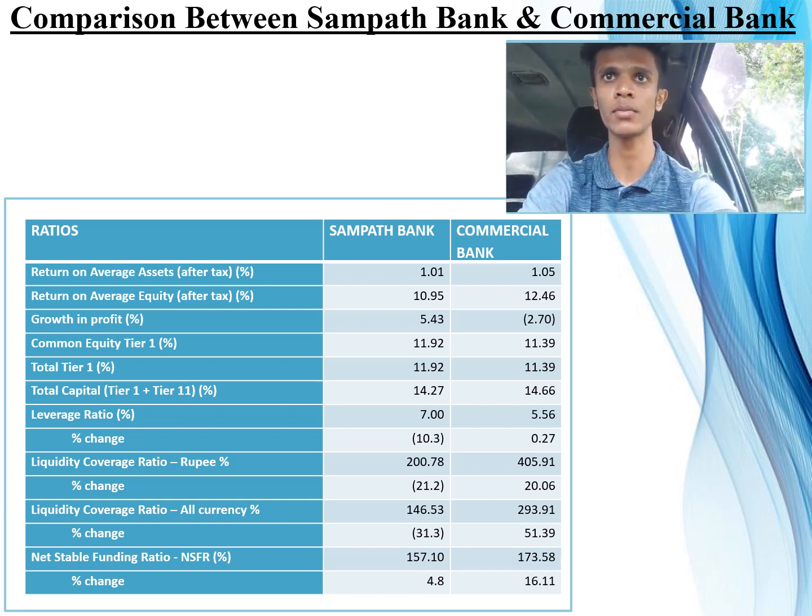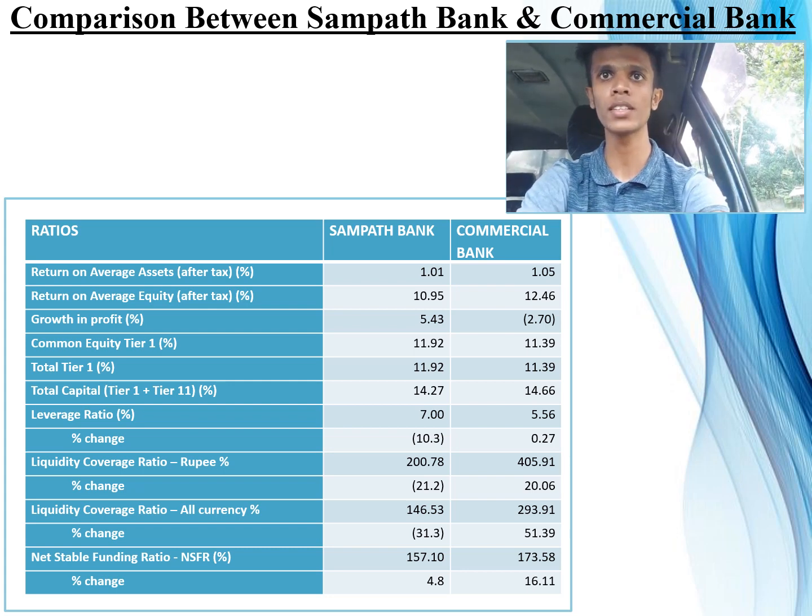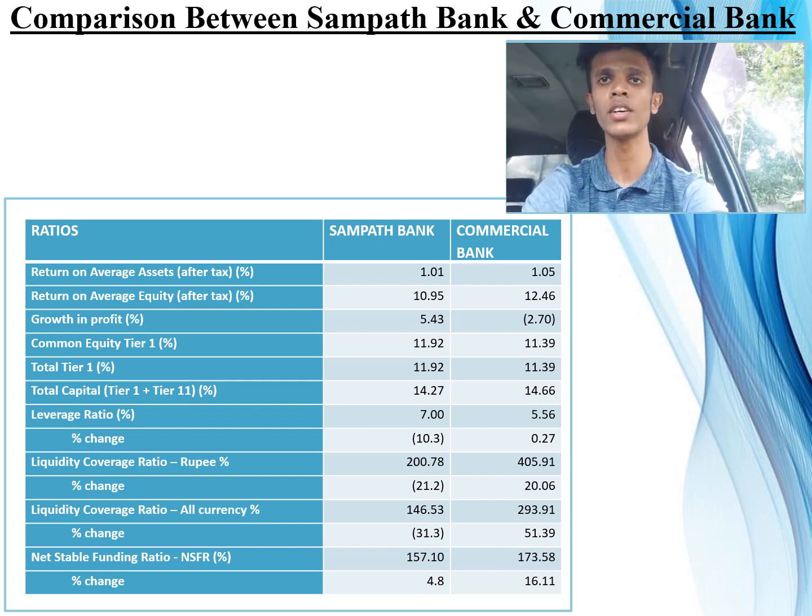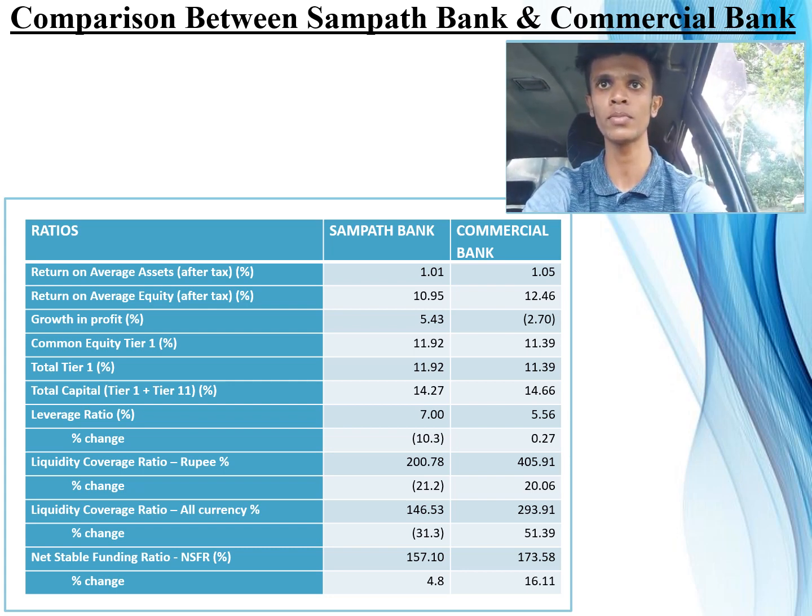Next one is the net stable funding ratio. Sampath Bank's net stable funding ratio is 157.1% and Commercial Bank's net stable funding ratio is 173.58%. The Commercial Bank has a higher net stable funding ratio, which suggests that it has a more stable funding structure to support its long-term assets.